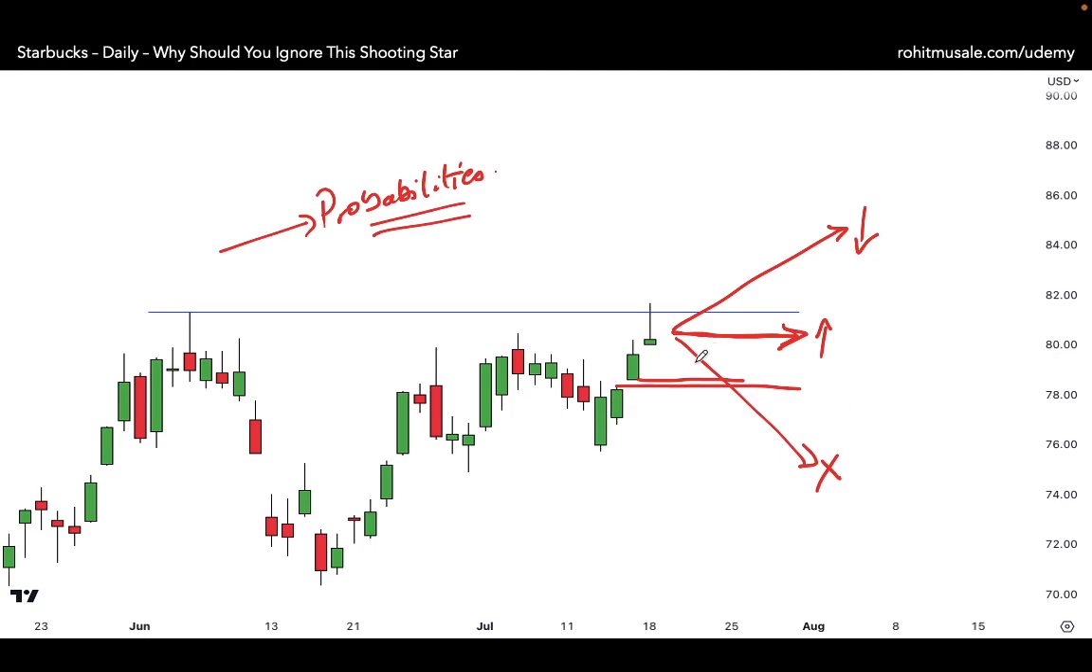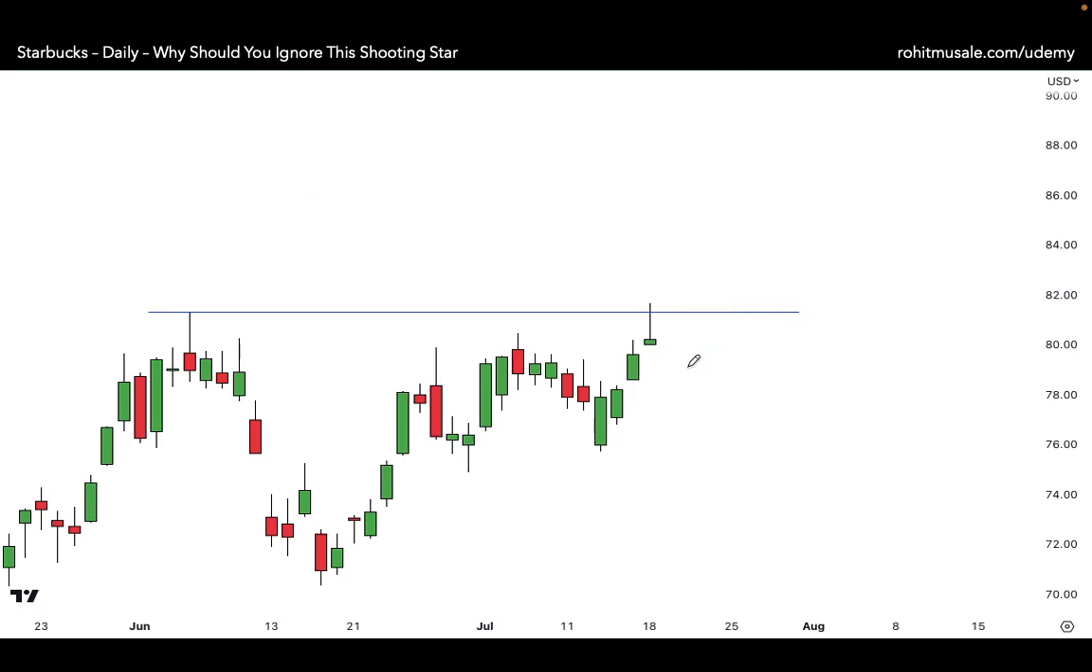Nobody knows what is going to happen next. At the max, what you can know is there are very high chances that the market will go flat from here. So that is why if you are planning to take a short position here, you are making a mistake.